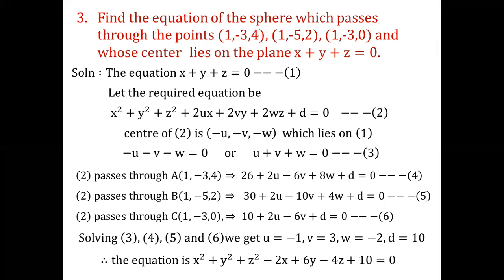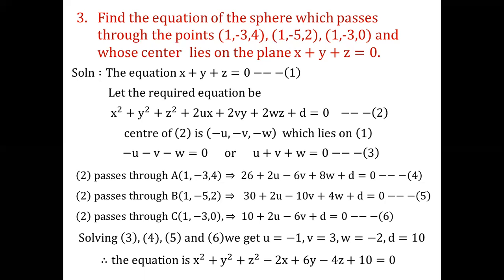Now you can see that the center of equation 2, (-u, -v, -w), lies on equation 1. So substitute in place of x, y, z as -u, -v, -w, and you are going to get -u - v - w = 0. That can be written as u + v + w = 0. Call it equation 3.